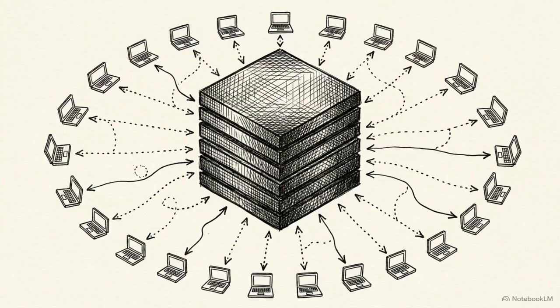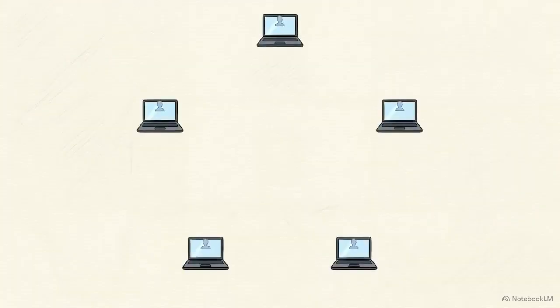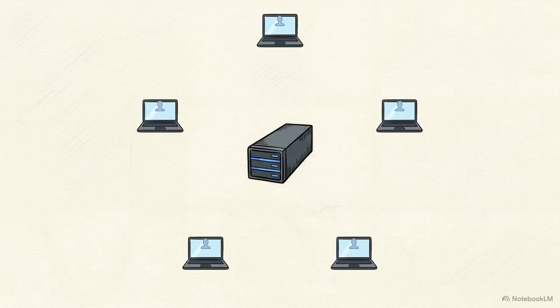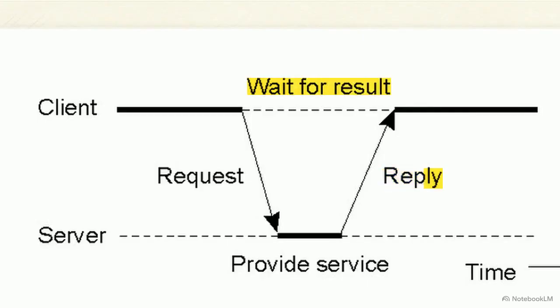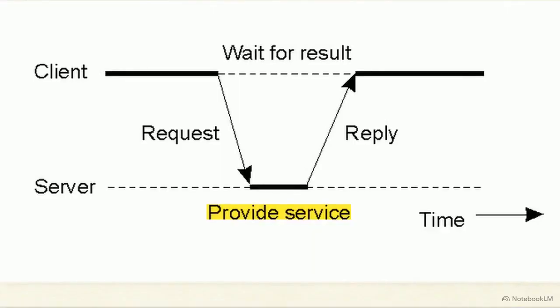The most basic way to organize these components is the multi-client, single-server topology. In this setup, local client machines handle the user interface, while a single, centralized server holds the data and executes the computational services. This chart maps the strict linear timing of that interaction. A client sends a request across the network, the server receives it, processes the task, and returns the reply. The critical flaw here is the wait for result phase on the top line. Because of network latency and the time required to provide the service, the user's local experience is completely paused.